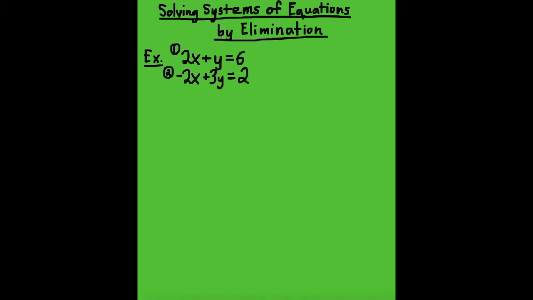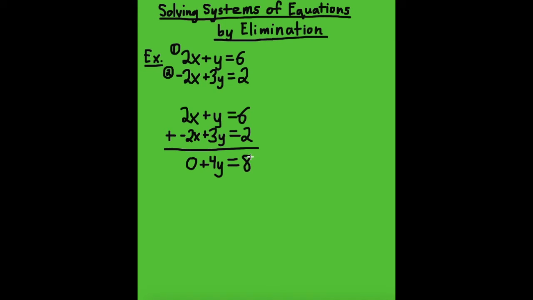So I will add the two equations. I will add 2x plus y equals 6 and negative 2x plus 3y equals 2. 2x plus negative 2x equals 0. y plus 3y equals 4y. 6 plus 2 equals 8. So we have 4y equals 8. Then we have to isolate y since we want to find y. So we will divide both sides by 4 and we will get y equals 2.